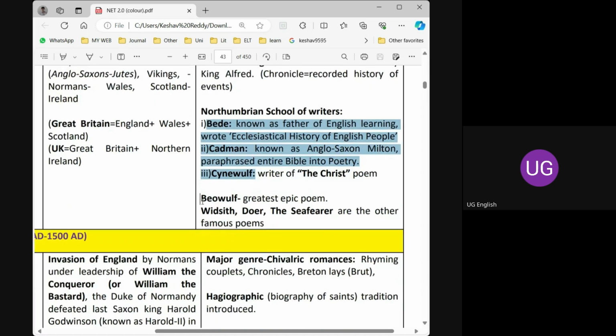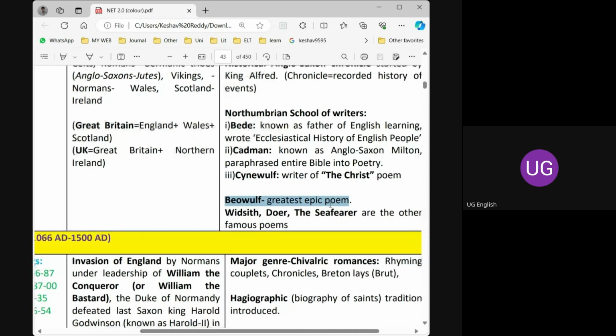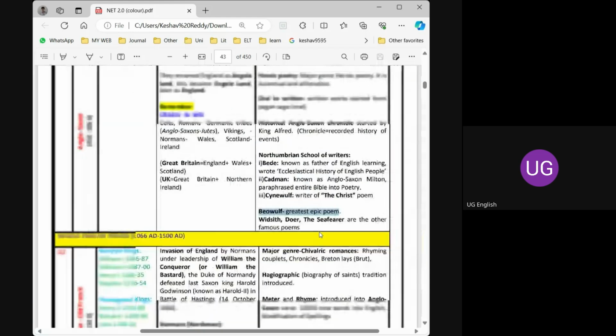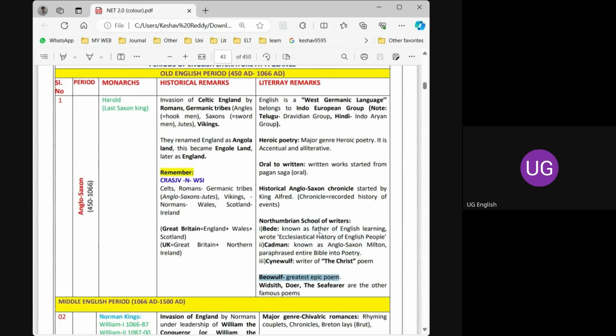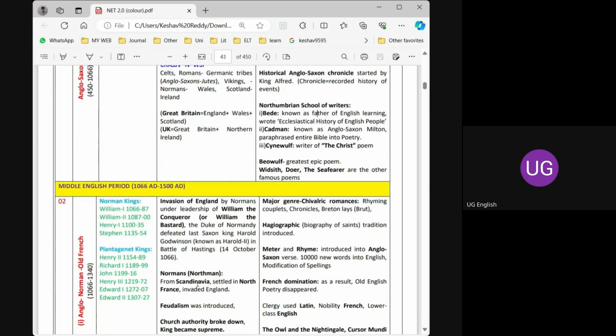And Beowulf is the very important and greatest epic poem of English literature. A simple question in the exam: Beowulf poem is related to which of the following ages? Anglo-Saxon age, Anglo-Norman age, something. So Beowulf poem is related to the Anglo-Saxon age. This is the greatest epic poem of English literature. In this way you need to understand English literature, historical events, and literary events. There is a connection.